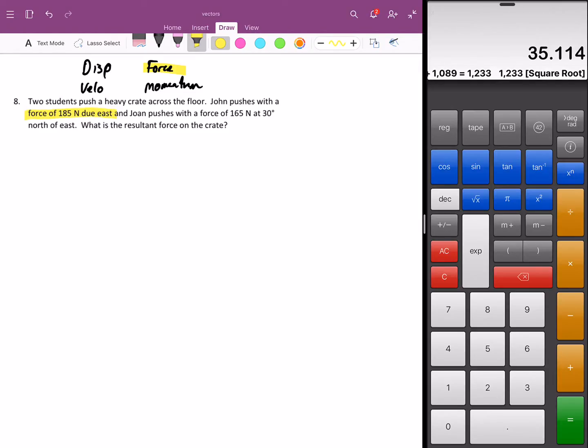In this case we have 185 newtons due east. Then we have another force, 165 newtons, 30 degrees north of east. Now John is pushing it to the east at 185 newtons. East represents, in this case, 0 degrees.